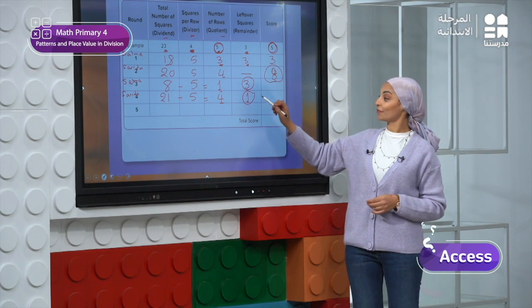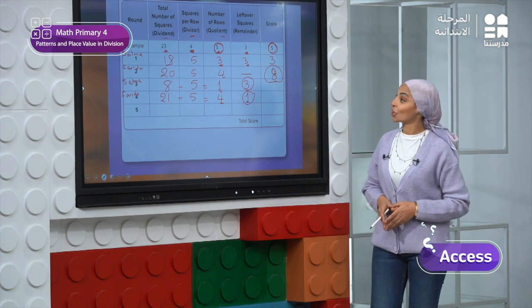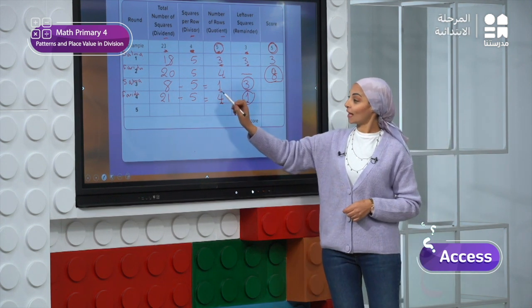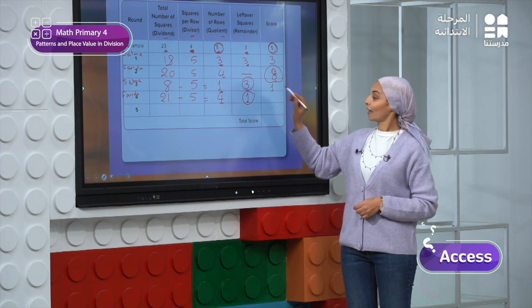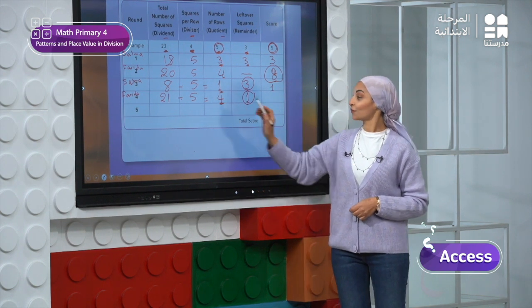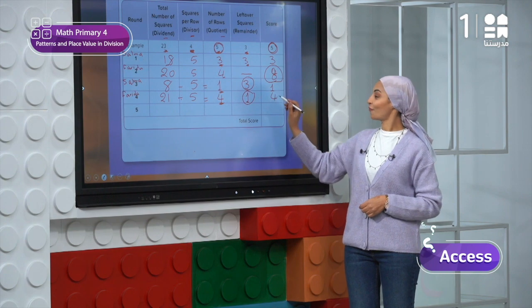Okay, both of you have remainder, right? Yes. So, how many rows? Salma has only 1 row and Farida has 4 rows. So, Farida again is the winner.